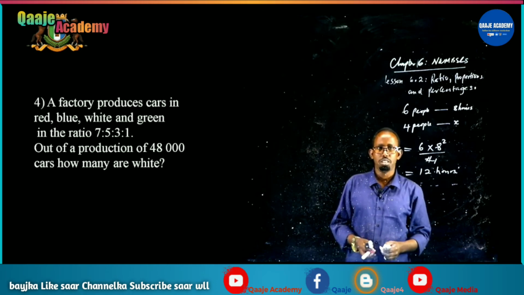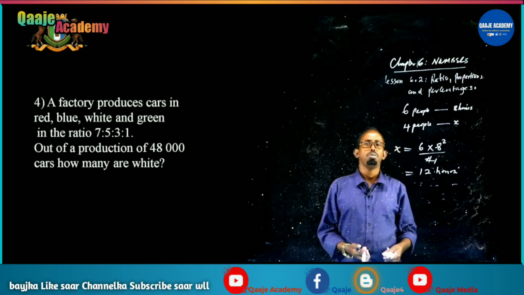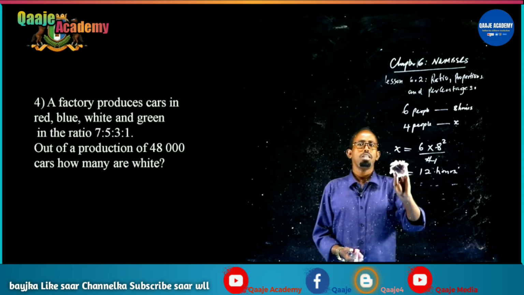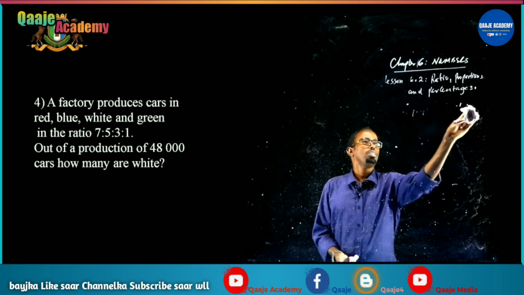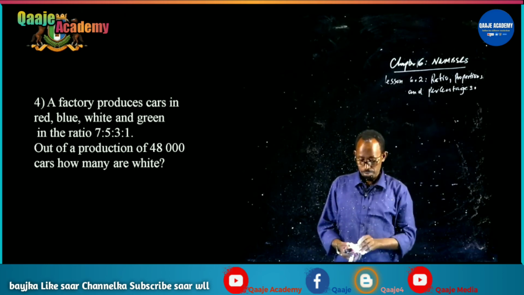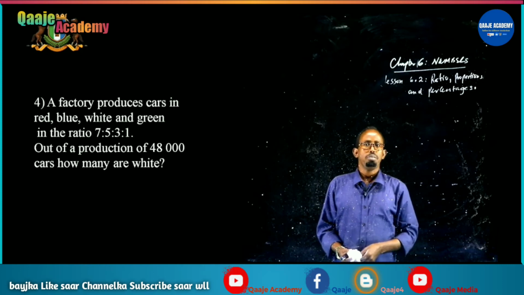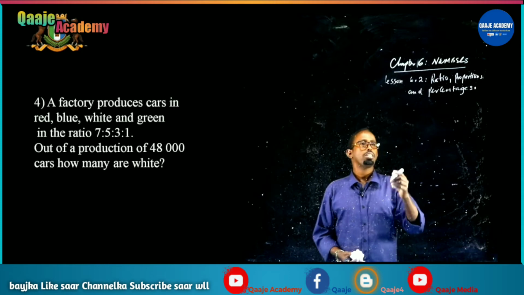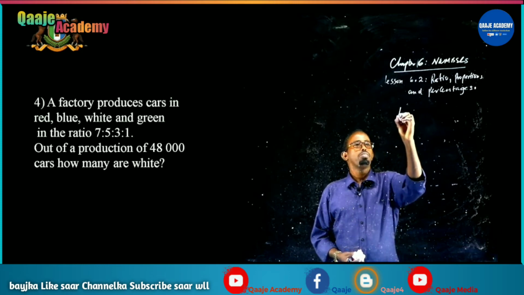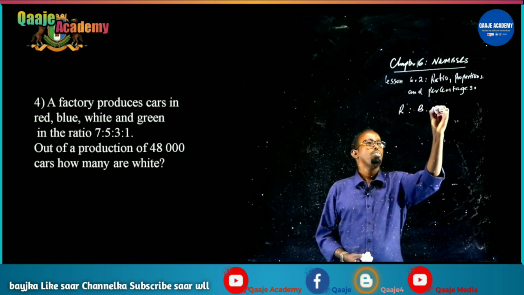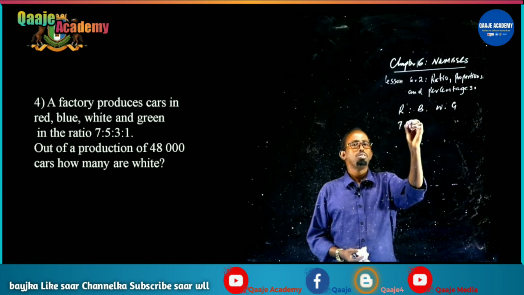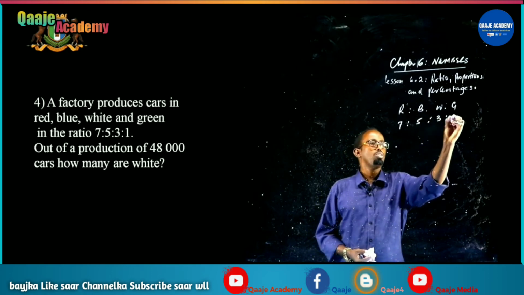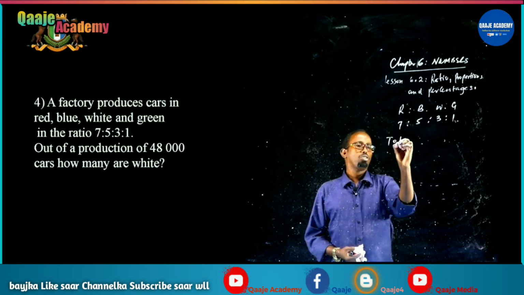Next, this time, this one is the proportion part. A factory produces cars, red, blue, white, and green, in the ratio of 7:5:3:1. Out of a production of 48,000, how many are white? So the ratios are, we have red, blue, white, and green: 7 to 5 to 3 to 1.